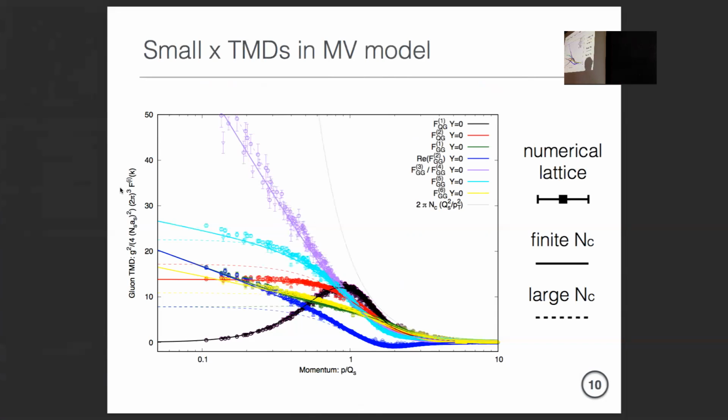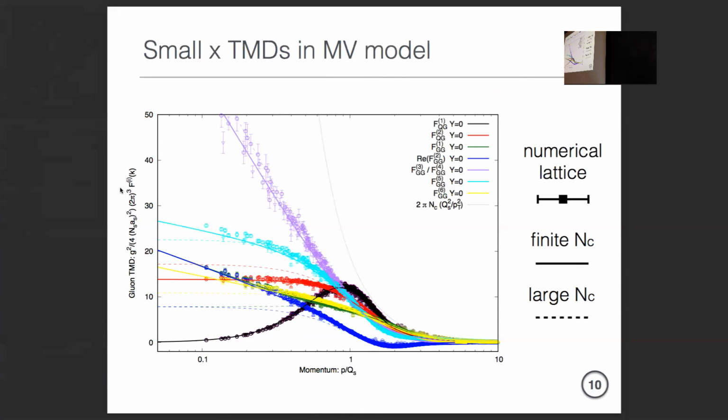But you see, it doesn't happen in the dilute regime, right? Yeah, in the dilute regime, everything is fine. But if you go below QS, you do see that in the large NC limit, the adjoint dipole doesn't go to zero. Exactly. That's an example.